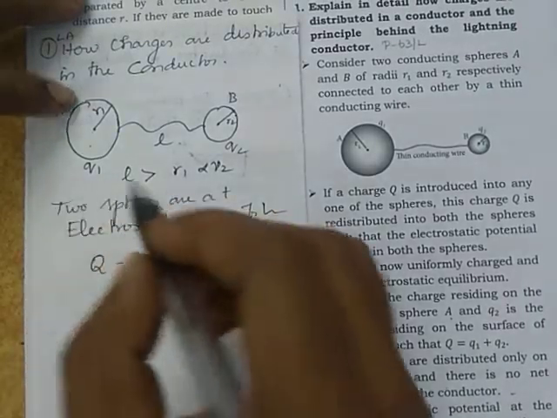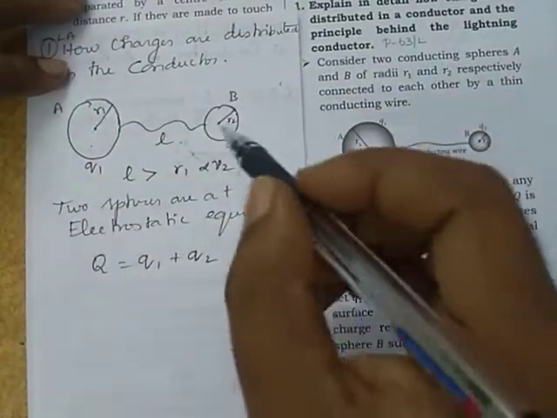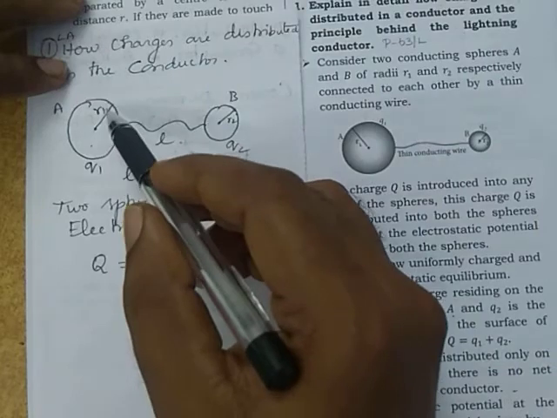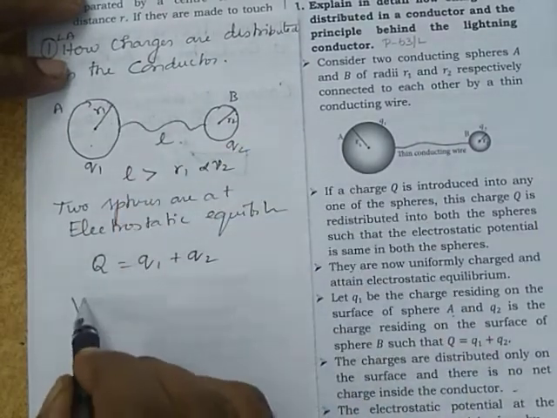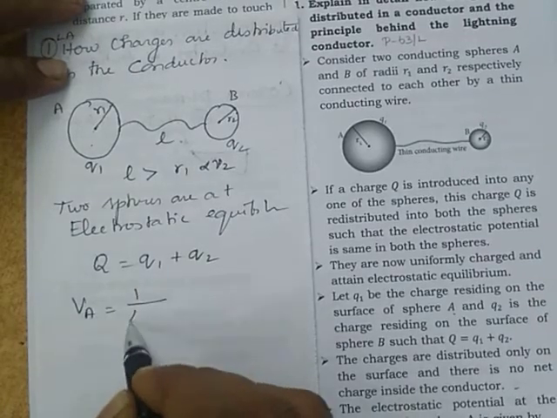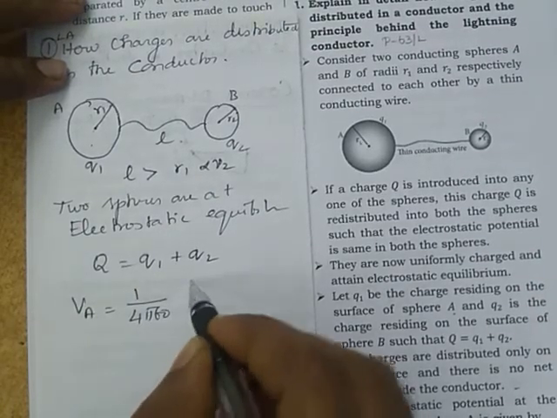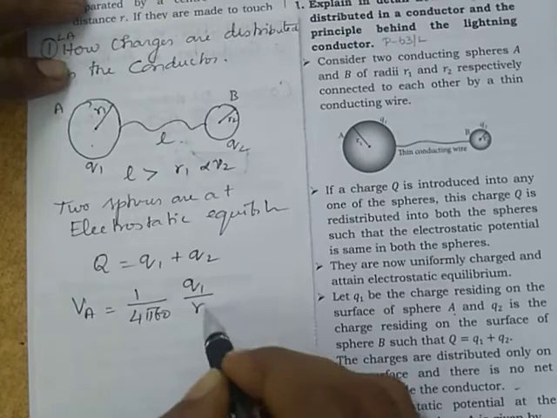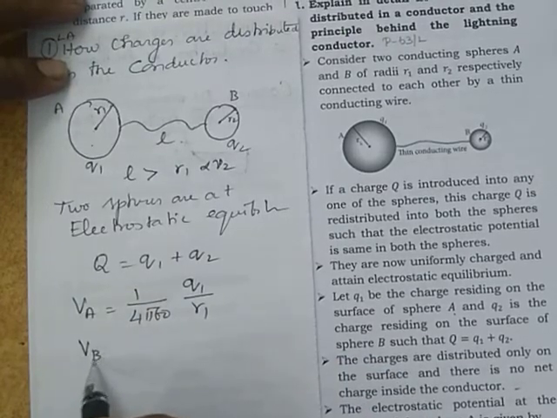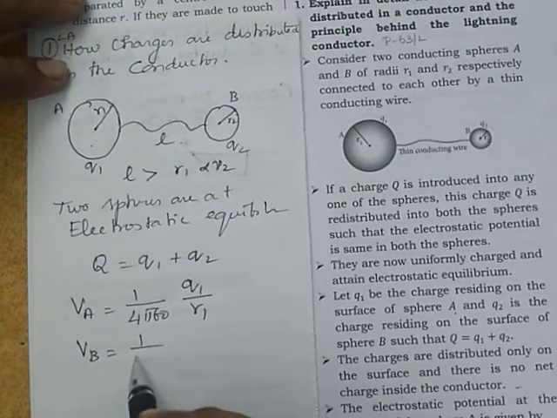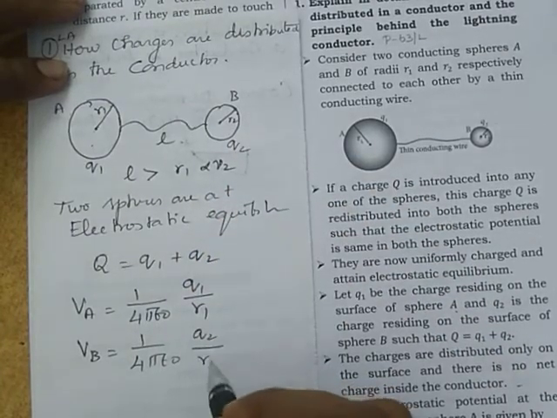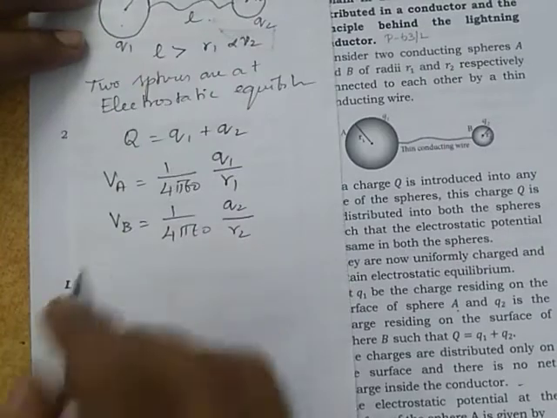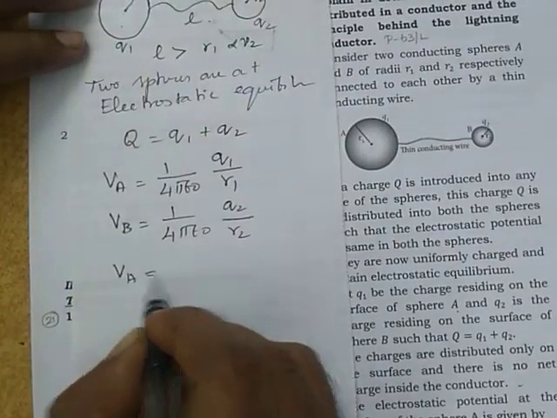Then I am considering the electrostatic potential on the surface of sphere A, that is VA is equal to 1 by 4 pi epsilon naught Q1 by R1. Then the electrostatic potential at B is 1 by 4 pi epsilon naught Q2 by R2. We know very well VA is equal to VB.